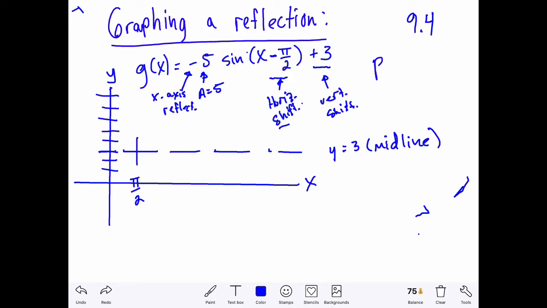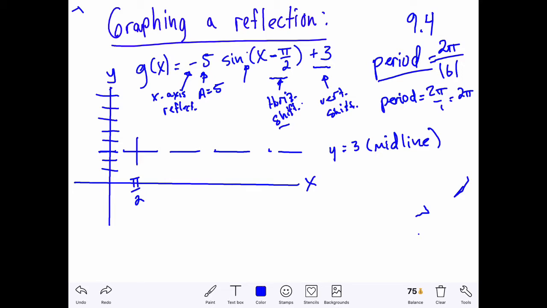So period. Again, period is 2 pi over the absolute value of b. Well, b is found here in front of x, and there's nothing there. Okay, so we assume it's a 1. So period is 2 pi over 1, which is 2 pi.